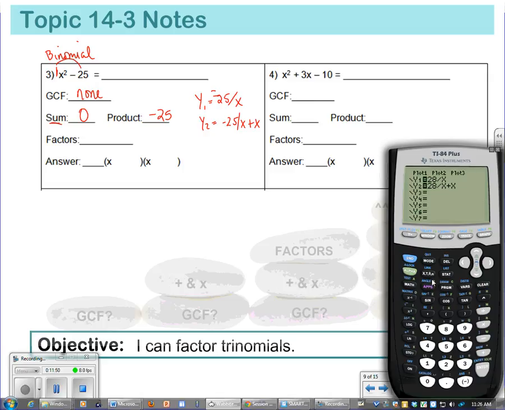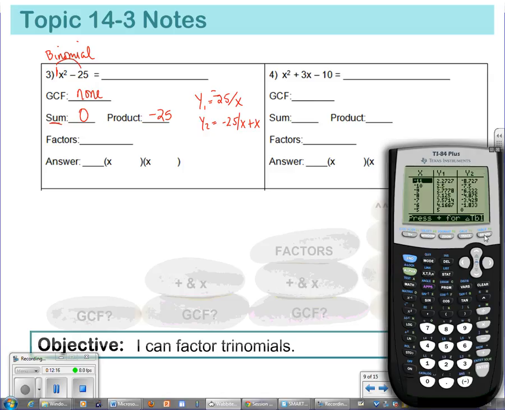Calculator again. This time I need a negative. So it's negative 25. I got negative 28. I mean negative 25. And then the bottom, again, negative 25 divided by x plus x.